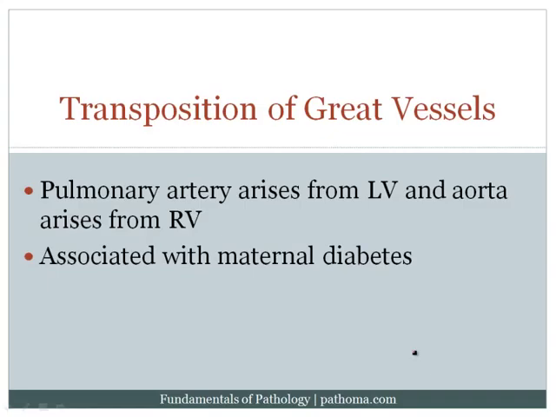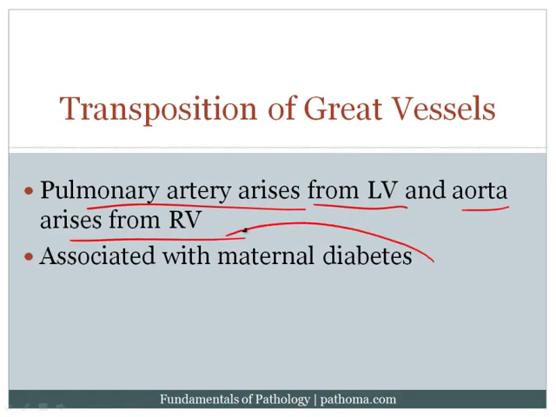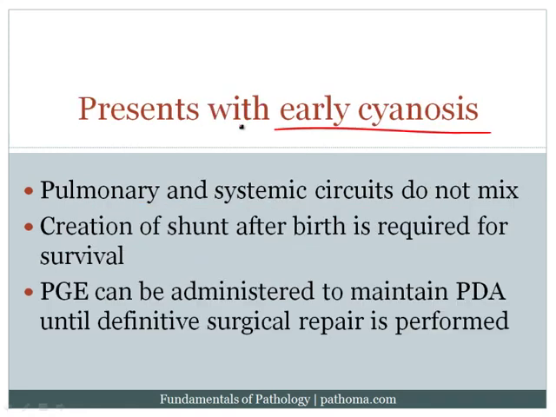So let's go ahead and read now. Transposition of the great vessels. So you get the pulmonary artery arising from the left ventricle, the aorta from the right ventricle, as I've already described. Associated with maternal diabetes, high yield. High yield, that this is associated with maternal diabetes. This is going to present with early cyanosis, and that's because the blood from the right side of the heart is basically going to go into the aorta, and then it's going to go back into the right side of the heart and back into the aorta, and the blood, that'll all be deoxygenated blood running through the circuit.